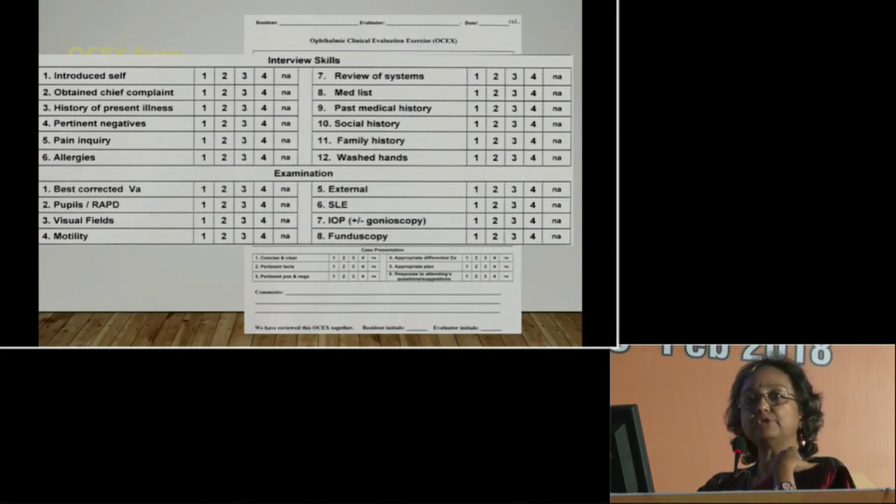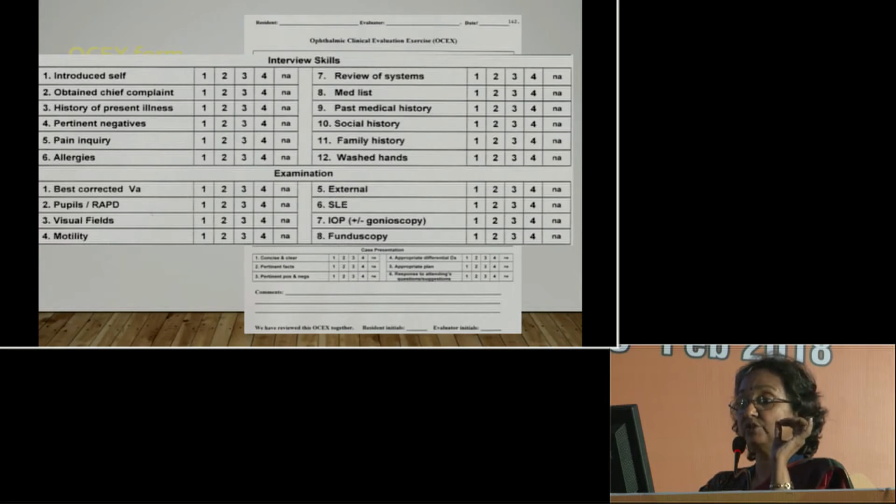It's divided into 4 sections. The first section is the history taking, the interview skills. It goes as: the resident introduces self, obtains the chief complaint, history of present illness, pertinent negatives. Pain inquiry is not something we do here. How about allergies? Review of systems, which is from head to toe. Medication list, past medical history, social history, family history, and did he or she wash hands?